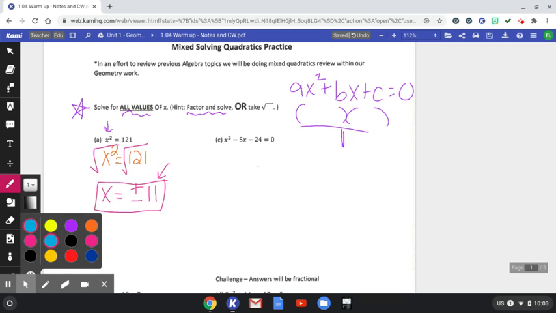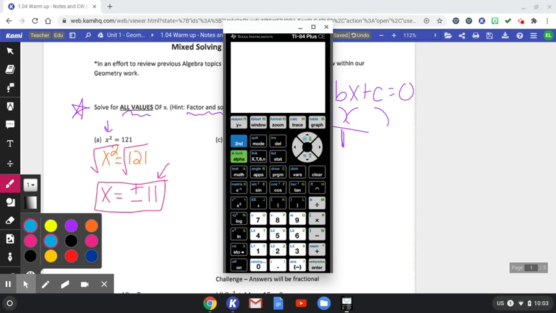Moving over to number 2. Here we have a trinomial. X squared minus 5x minus 24 equals 0. And what we have to remember is we need to decide what multiplies to negative 24 and adds to negative 5. And I'm going to pull up our graphing calculator.